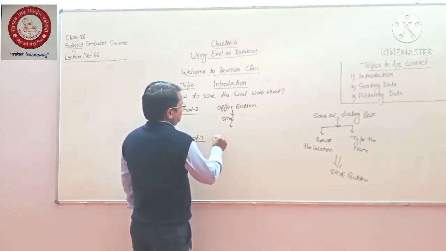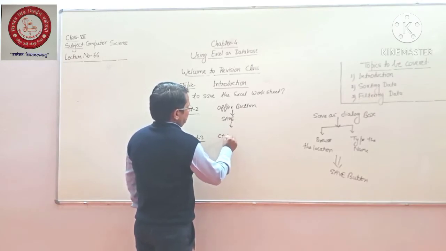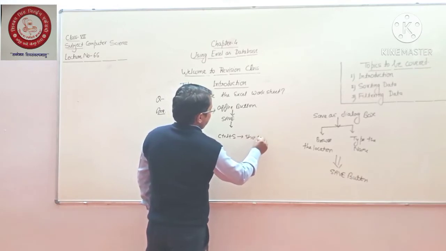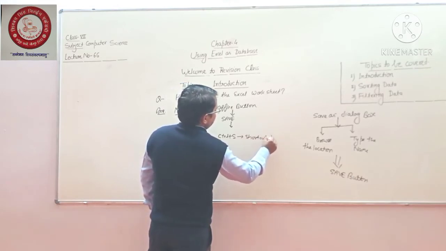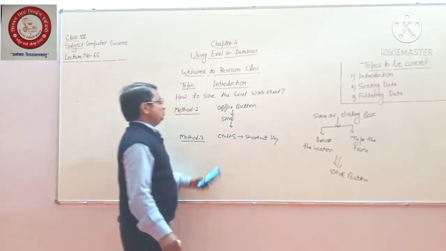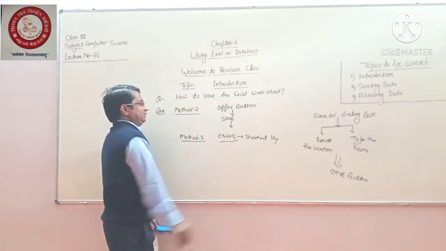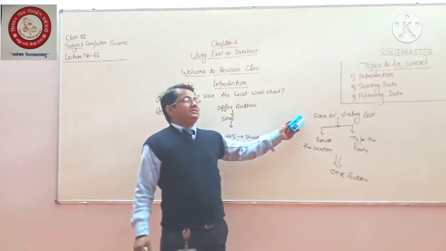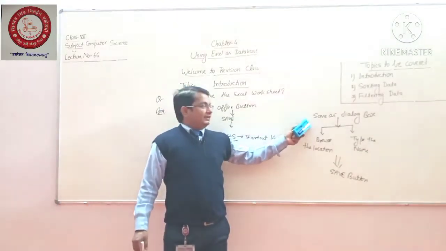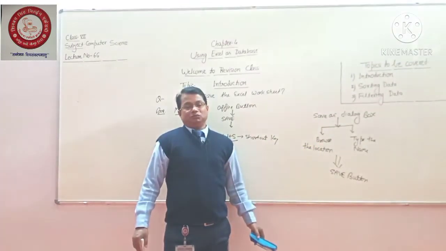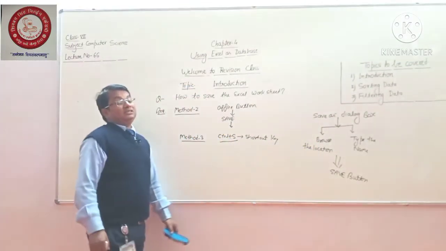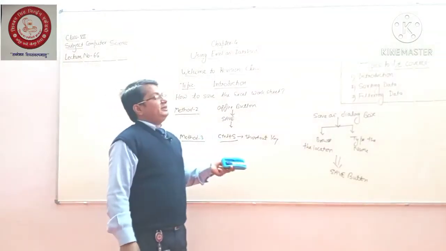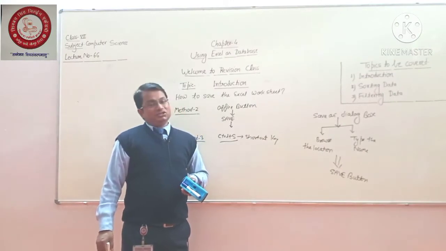What you do here? Just directly use the shortcut key. This is the shortcut key for saving your Excel sheet: Control plus S. Just click on that, and once you have clicked, immediately you will get the Save As dialog box, and the rest of the process you are already aware of. So there are three methods I have told you. By using these three methods, you can save your Excel sheet.